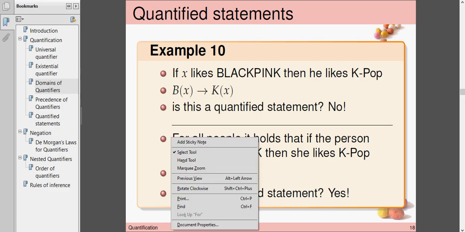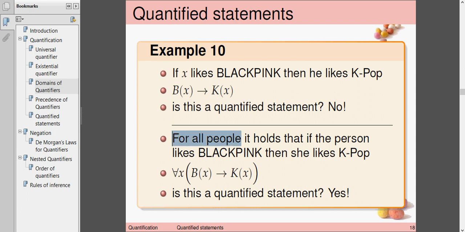Look here, for all people, this means it's a quantified statement, because at the beginning he said for all people, which is universal. It holds that if the person likes Blackpink, then she likes K-pop. So here we have the condition. It's the same statement, but here we add for all people. So this one is a quantified statement, and we write it like this.